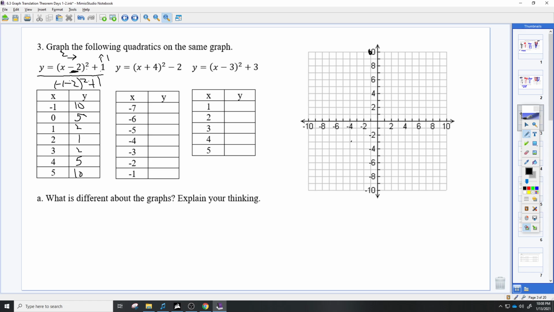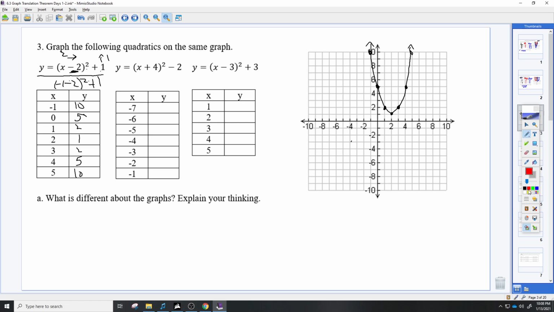-1 is 10, 0 is 5, 1 is 2, 2 is 1, 3 is 2, 4 is 5, and 5 is 10. There we go. This is in 2 parts because it takes a long time to do this graphing.